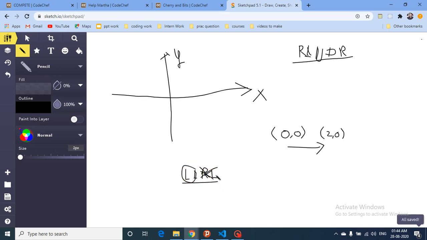So what does this tell us? You are given the starting point and the ending point, and you have to find out how many lefts or rights or ups and downs are required to reach the ending point. Let's assume that to reach some point I will require 2 rights and 5 ups.